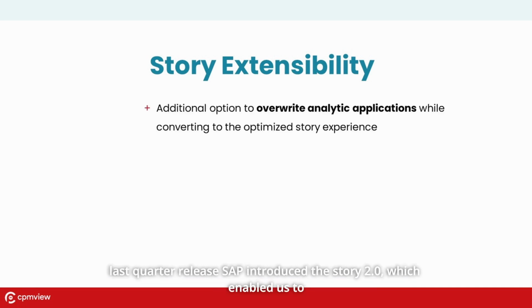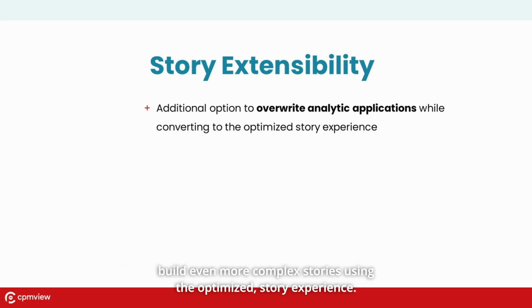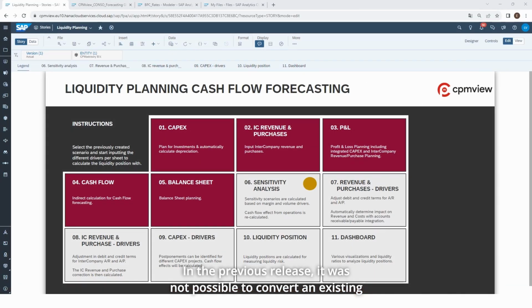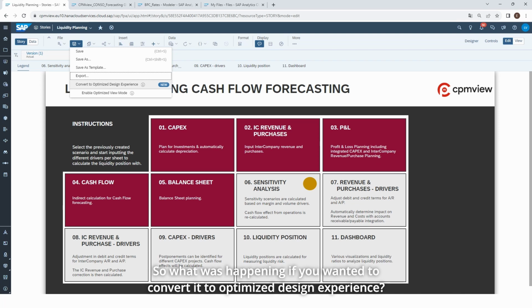Thank you, Gio. Very useful insights indeed. We will continue with story extensibility. Last quarter release, SAP introduced Story 2.0, which enabled us to build even more complex stories using the optimized story experience. In the previous release, it was not possible to convert an existing application to an optimized story experience without changing the URL. If you wanted to convert it, it was redirecting you and creating another application or story for you.